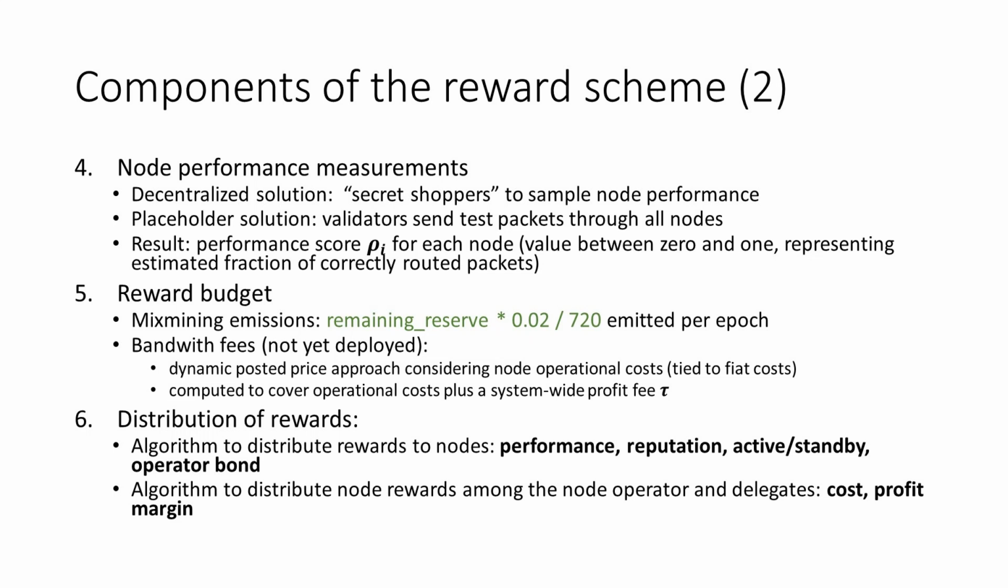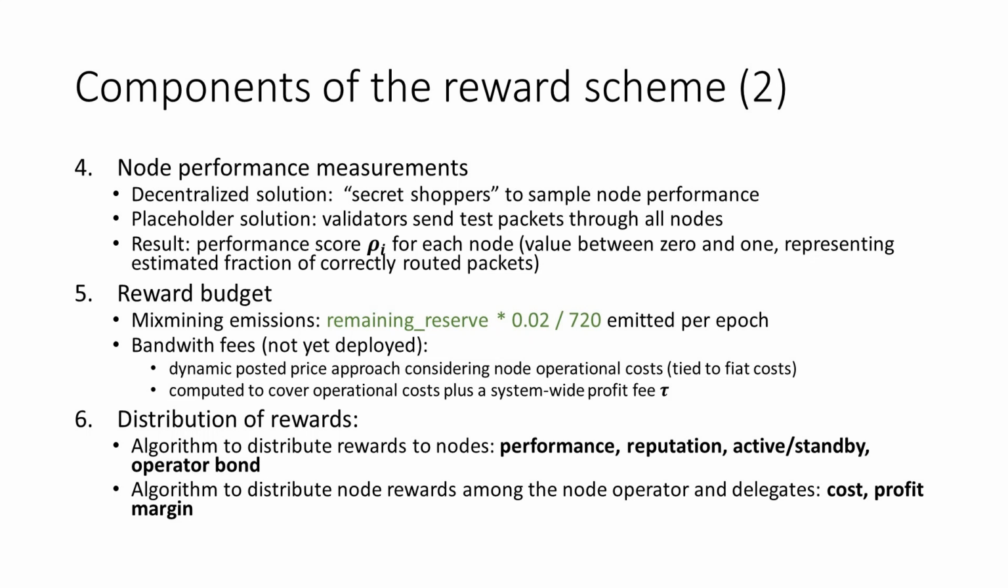Regardless of how you compute the performance, the outcome is that you have a performance score. This is a number between 0 and 1. When you have 1, it means that 100% of the packets were correctly processed. So this is the fraction of packets that were correctly processed. So now you have everything. You have all these nodes, and each of them has a performance score.